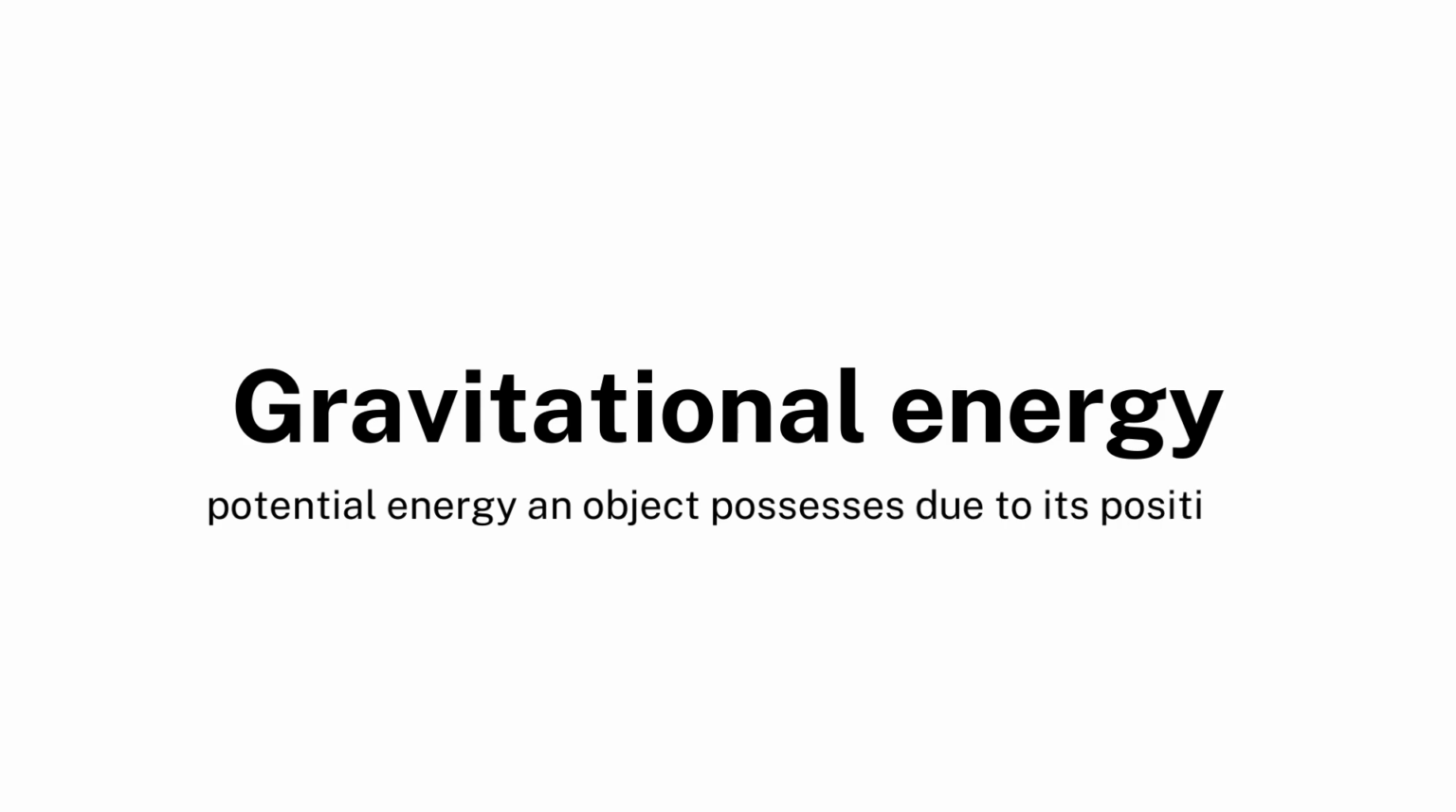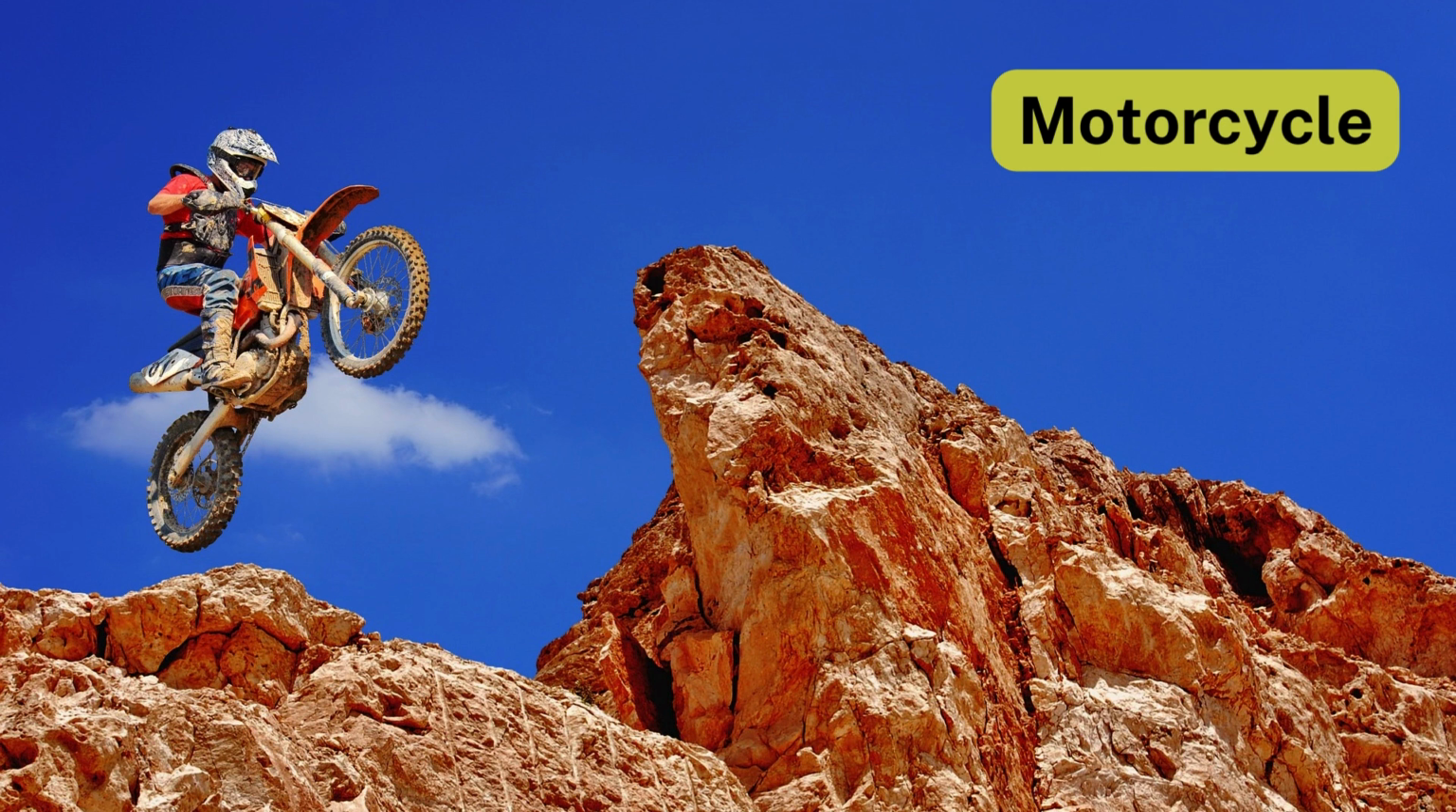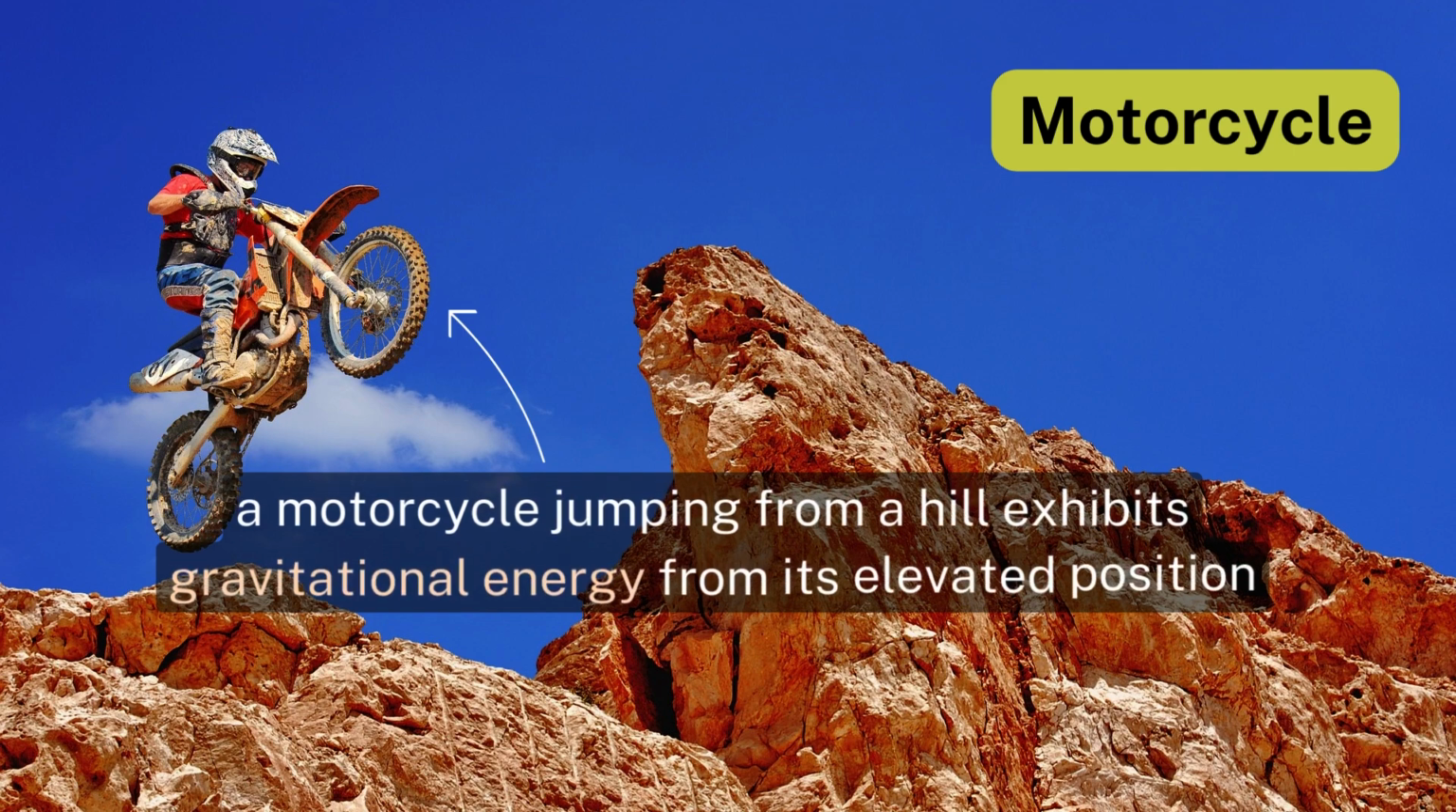Gravitational energy is the potential energy an object possesses due to its position in a gravitational field. Let's see gravitational energy in action through everyday examples. Motorcycle. When a motorcycle jumps from a hill, it possesses gravitational energy due to its elevated position.